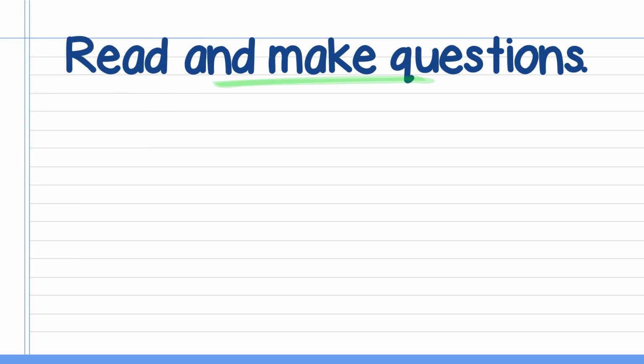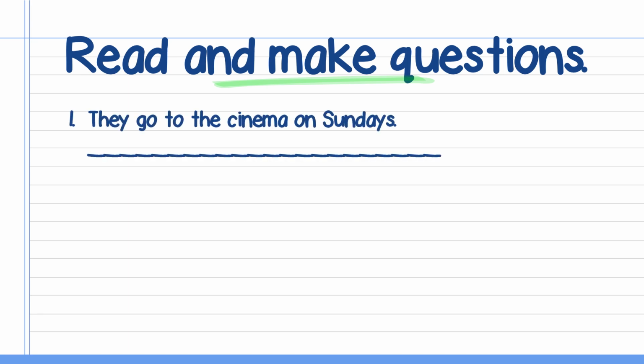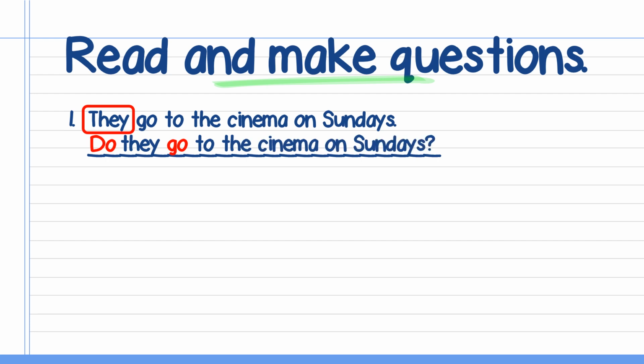Read and make questions. Okay, you have to read the sentences first and then you make questions from the sentences. Number 1. They go to the cinema on Sundays. The keyword here is they. They is the plural subject, so we use do. Do they go to the cinema on Sundays?